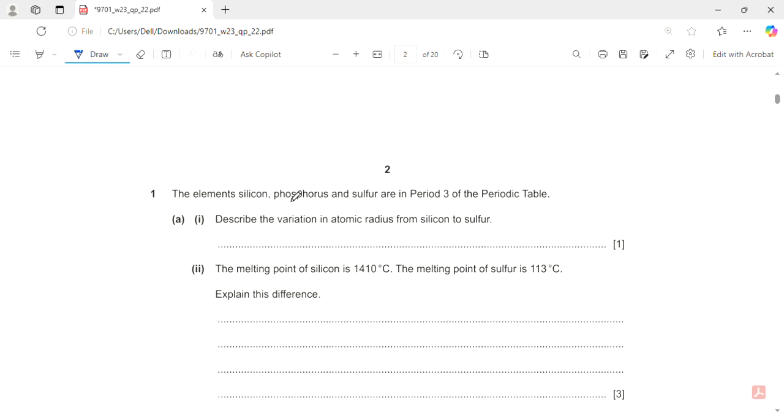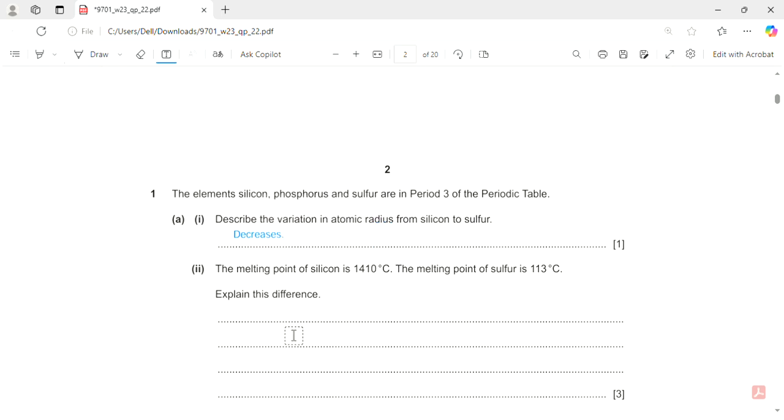So it's period 3 and it's asking about silicon to sulfur. We all know that the radius decreases from silicon to sulfur. Okay, now move to the next part.